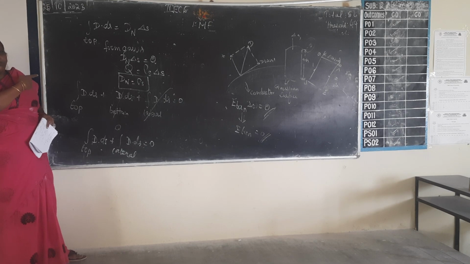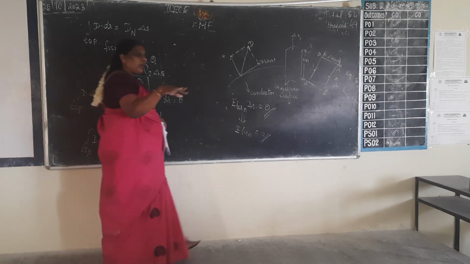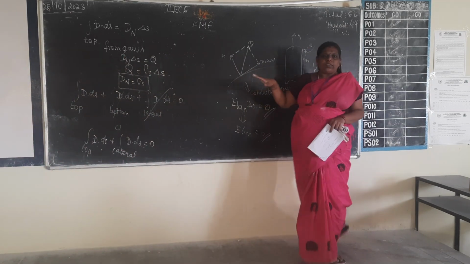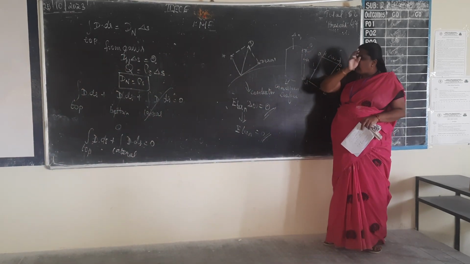Are you able to follow this? What have we done? Once again, come here. We have considered a Gaussian surface in order to find out the Dn value.